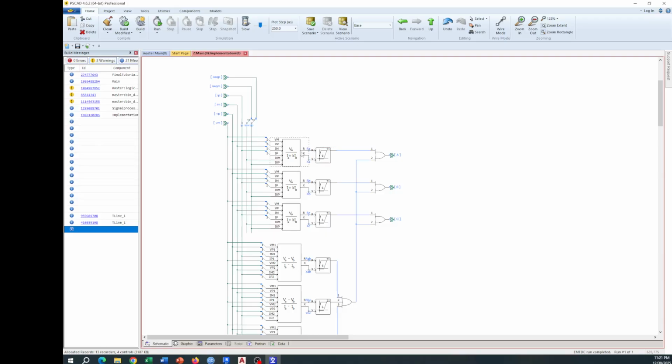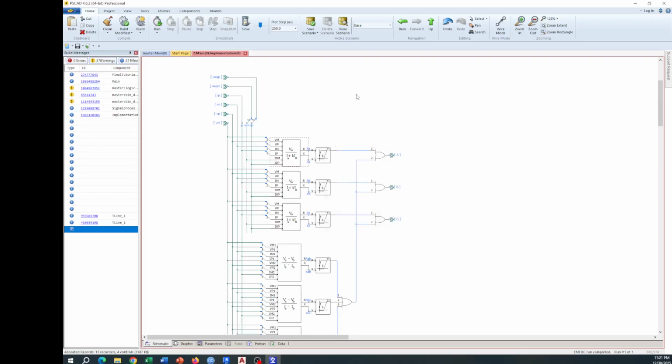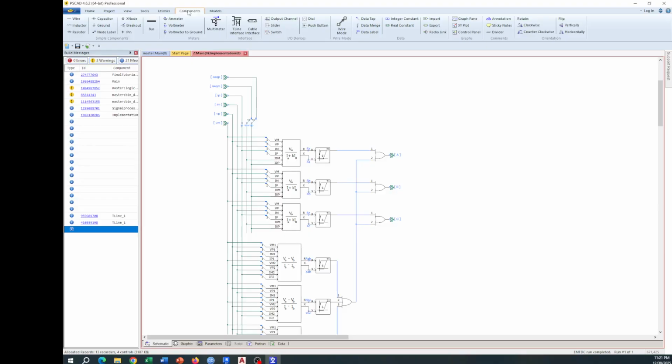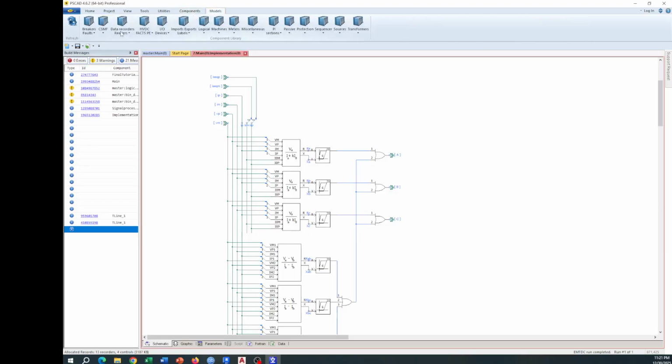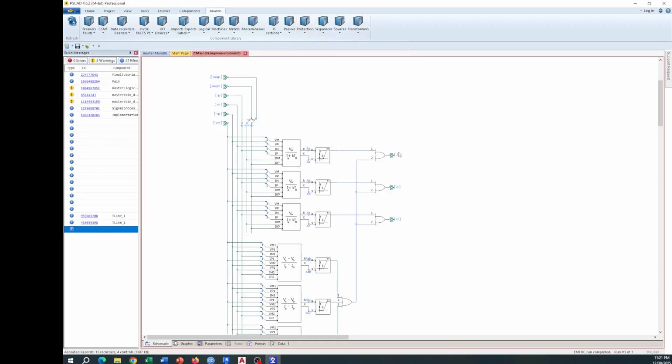Here, using this block, the name is line to ground impedance block. There is a trip polygon, the protection system I am using. You may get this from the protection and trip polygon. To protect my system, what I will do: there are many books that suggest different ways, and there are many manuals.